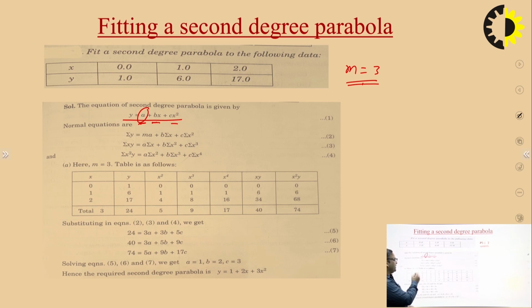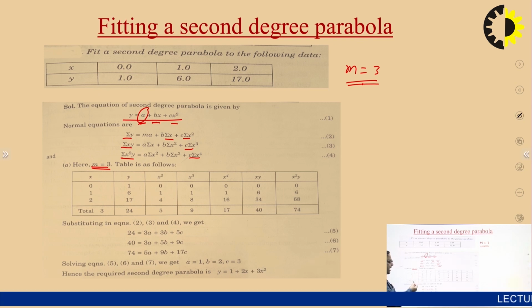Now the value of m is 3 here, and we have to write the table to determine the values of these summations, like sigma y, sigma x, sigma x square, sigma xy, sigma x cube, sigma x raised to power 4 and sigma x square y. These are the individual columns we have to create in the table. So here you can see x, y, x square, x cube, x raised to power 4, x y, x square y, and these are the summations at the bottom of the table, and then these summations are substituted in the equations number 1, 2, 3.